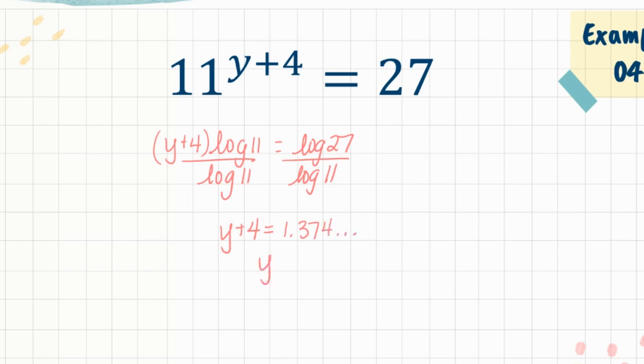And now we're going to subtract 4. So on my calculator, because I still have that decimal in there, I'm going to minus 4, and I get negative 2.63. Y is approximately equal to negative 2.63, and that is my answer.